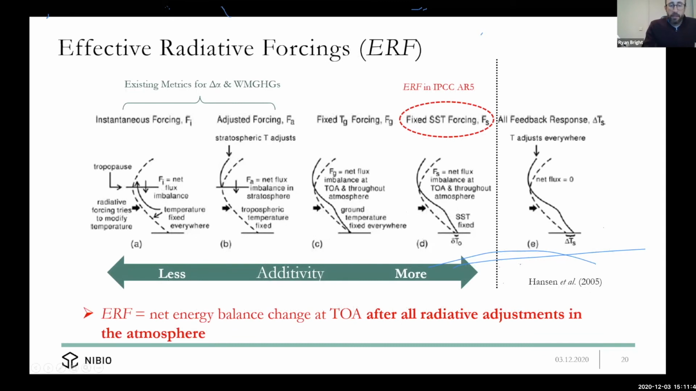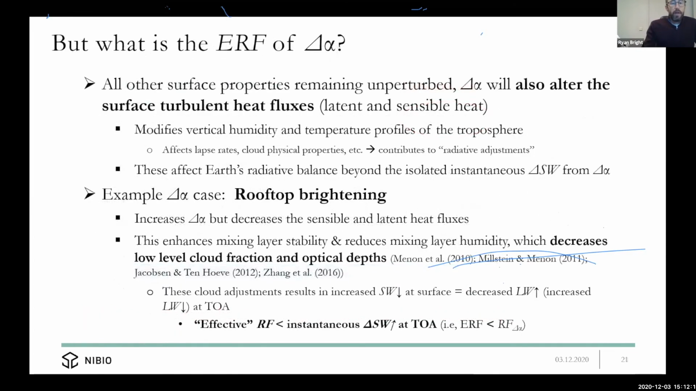So accounting for radiative adjustments in the atmosphere gives a definition of radiative forcing that better corresponds to an equilibrium surface temperature change. This definition, which is now often referred to as the effective radiative forcing, or ERF, was highlighted for the first time by the IPCC in AR5 and makes forcings from different radiative agents like CO2 and albedo more additive, I would say. But what is the effective radiative forcing of a surface albedo change?